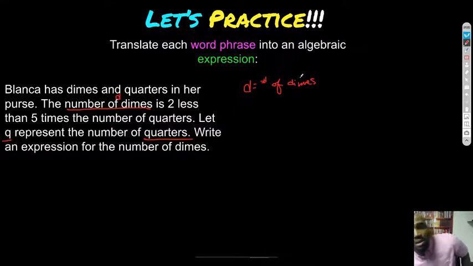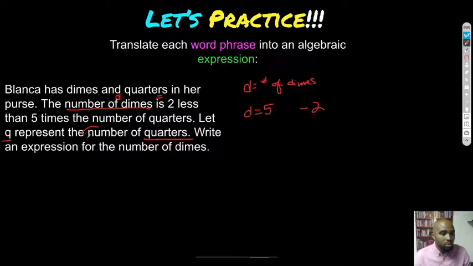The weight of the dimes, the color of the dimes? No, we want the number of the dimes. So these represent our number of dimes. Dimes is, what can we use to represent is? So dimes is, this is actually going to be an equation, looks like, 2 less than 5 times. So dimes is 2 less, take away 2 from something, less than 5 times what? The number of quarters.